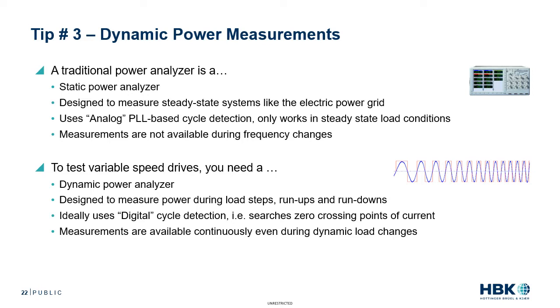So therefore it uses an analog PLL, phase-lock loop, for cycle detection, and really only works when that frequency is steady state. There's no change in the load conditions. So measurements are not available when the frequency does change, like in a motor. So to test variable speed drives, you really do need a dynamic power analyzer. It needs to be designed to measure power during load steps, run-ups, and rundowns, ideally using digital cycle detection, which searches for zero crossing points on one of the fundamental phases of current, and the measurements therefore are available continuously, even during dynamic load changes.